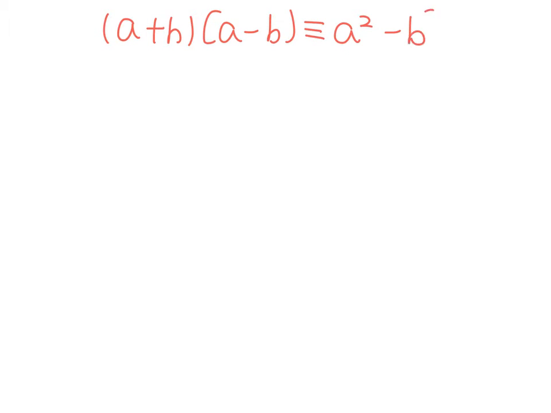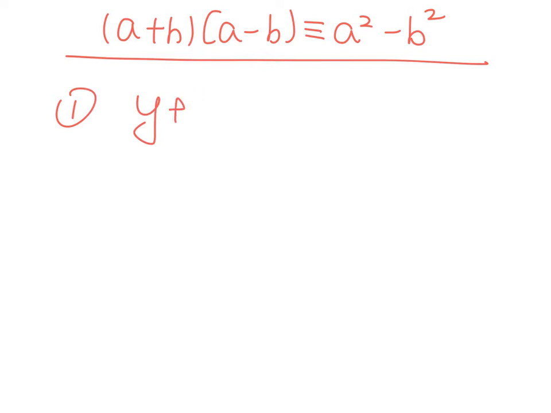Now, after we learn the identities, we would like to use these two in some examples. Let's go back here. We know that A plus B times A minus B is identical to A squared minus B squared. It is the identity we learned before. Now we want to use this to solve the following problem. The first one, y plus 2 times y minus 2.